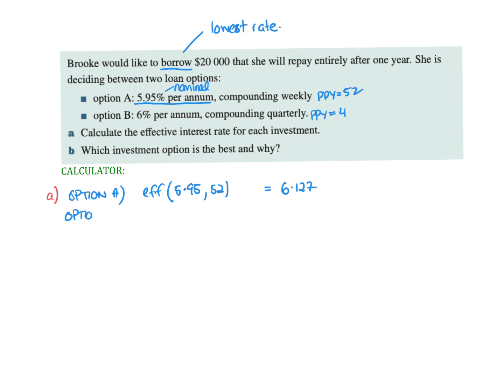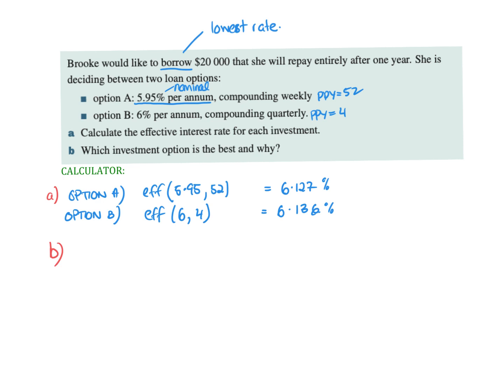Then if we go to option B, 6% was the nominal, and it said quarterly, so that would be 4. And if you look, you get 6.136. So we've found the effective interest rate for each. Now it's asking which one she would take. Because she's borrowing, she wants the lower one. So which option should she take?